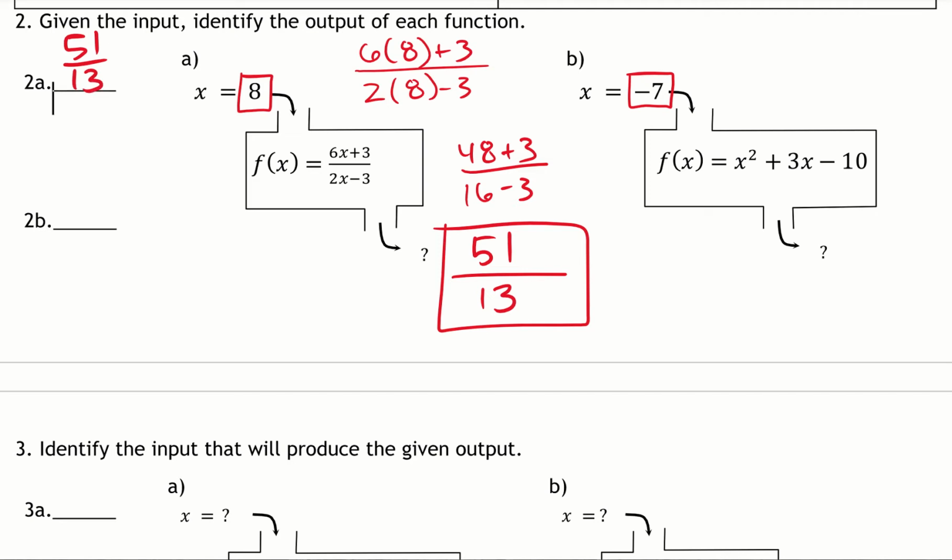13 itself is prime, so I know there's no common factors here, so we'll just leave the answer as is, unless 51 is a multiple of 13. It's not. That would be 39, and then 52. No, 51 is not a multiple of 13. I think it's 52 that is. All right, let's go on to part B.